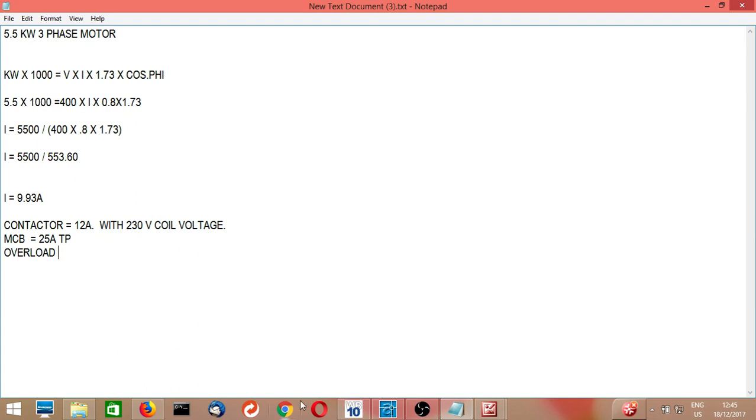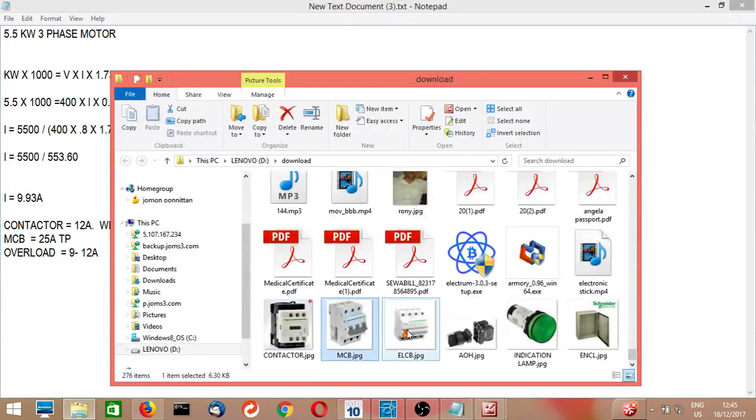And there is one more overload we have to consider, 9 to 12 ampere. The overload is equal to 9 to 12 ampere. As I am selecting from the Schneider catalog, we can get the overload part number LRD012 or something. Exactly, we know we have to use 9 to 12 ampere, and we can set it in between. And another important thing is called ELCB.